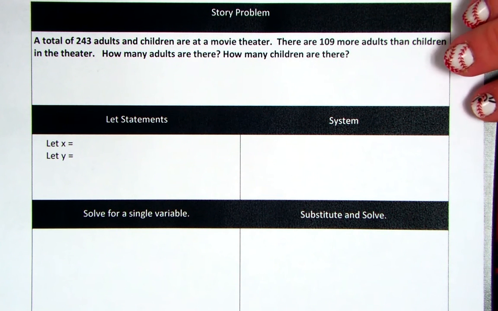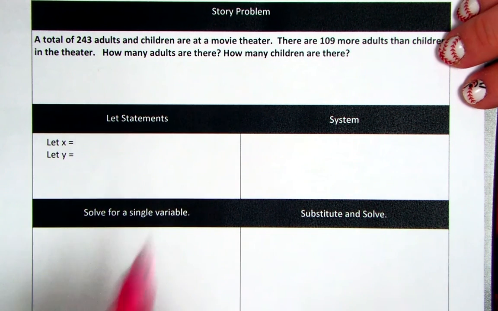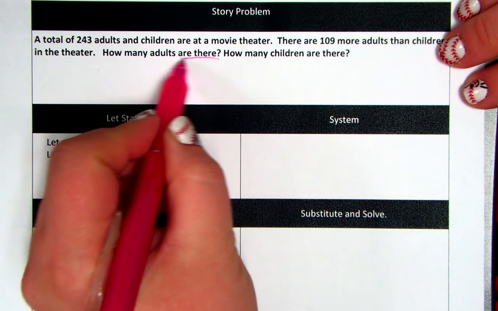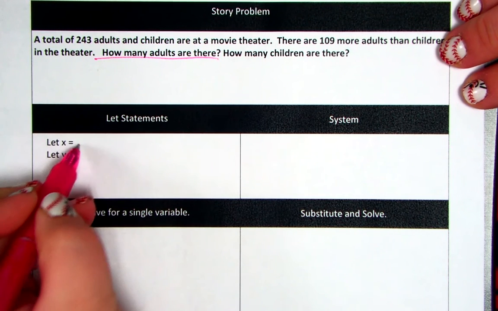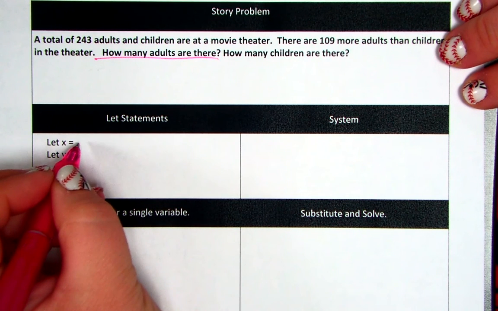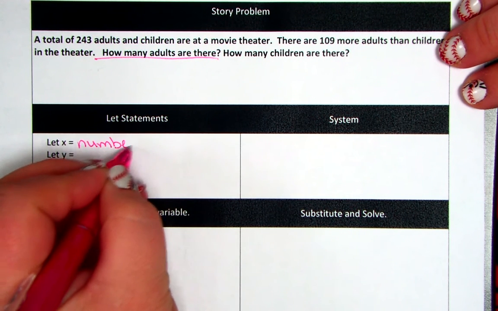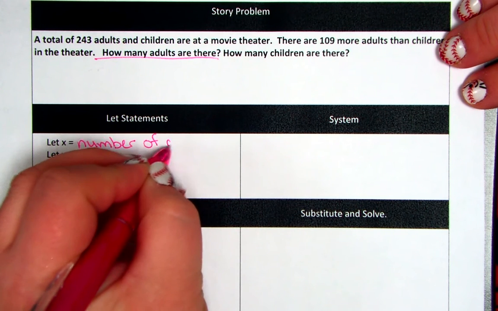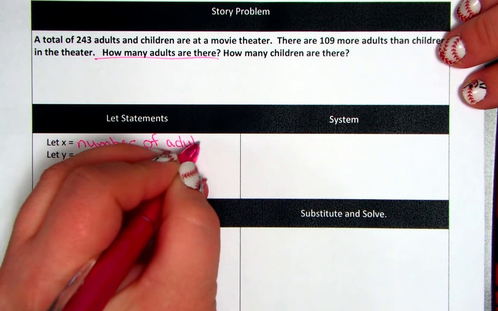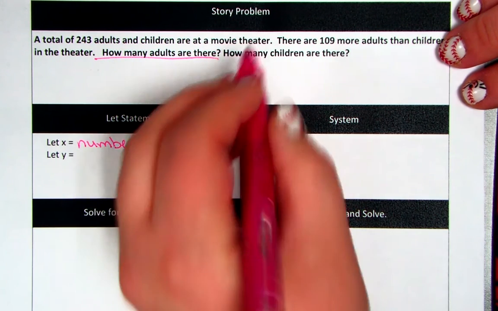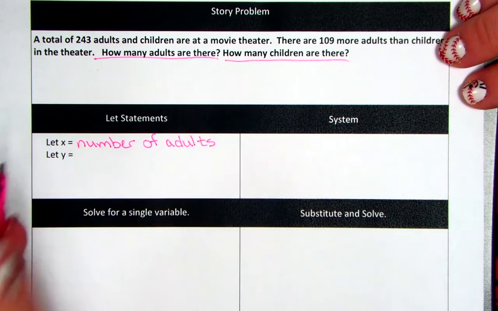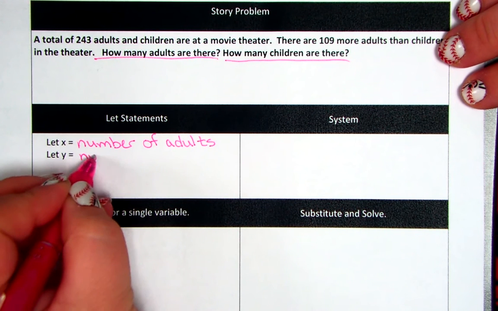So let's go back to our let statements. Our let statements come from the questions. How many adults are there? Okay, x can be the number of adults. How many children are there? All right, y is going to be the number of children.